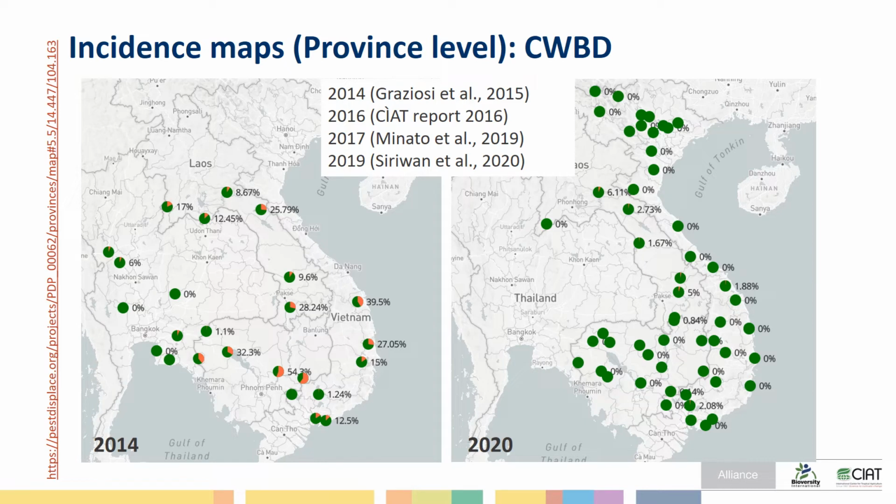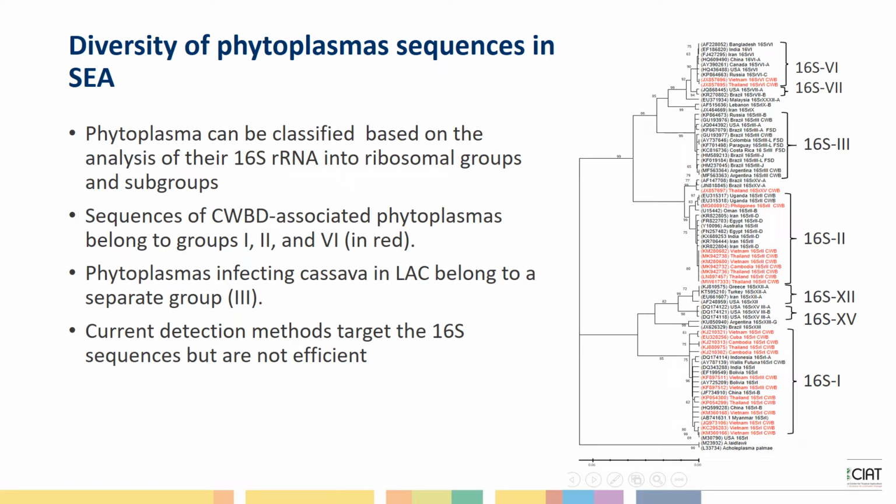I'm quoting here the work from Minato, for example, in 2017 in Cambodia and Vietnam, and Siriban in Thailand in 2019. Although the symptoms of Cassava witch's broom are very easy to identify, this is not the case with the detection of the phytoplasma associated with this disease. As you can see here in red, we show all the sequences that belong to phytoplasmas found in Cassava witch's broom disease plants. These sequences belong to at least 3 different phylogenetic groups according to the current classification methods of phytoplasmas. Whether this diversity has implications for the efficiency of the detection methods available for phytoplasma associated with Cassava witch's broom is not known yet.